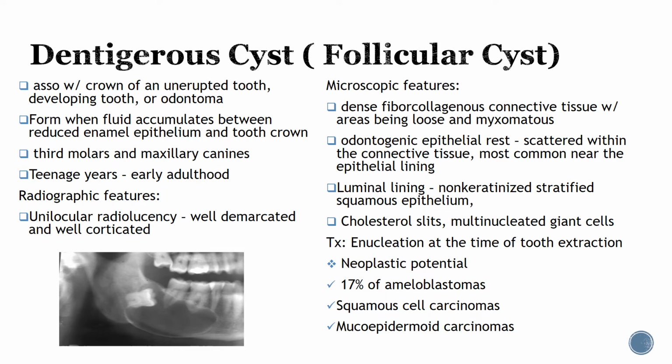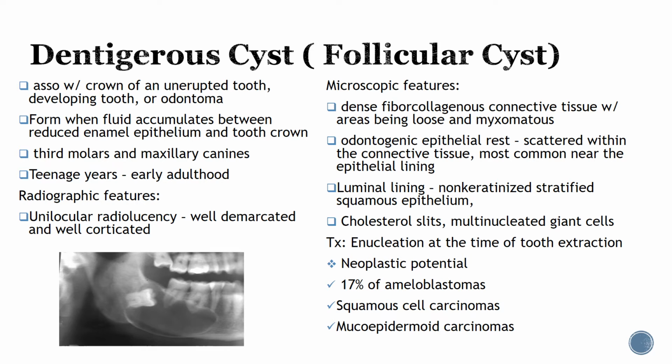The radiolucency is generally well demarcated and well corticated. The border may become sclerotic or display rarefying osteitis if secondary infection is present. Microscopically, the specimen will present primarily as variably dense, fibrocollagenous connective tissue with some areas being loose and myxomatous. Odontogenic epithelial rests are usually scattered within the connective tissue and are most common near the epithelial lining. The luminal lining consists of non-keratinized stratified squamous epithelium.